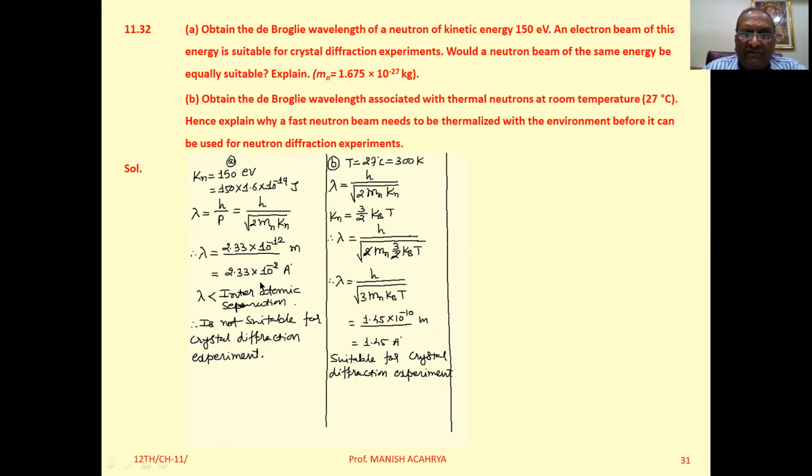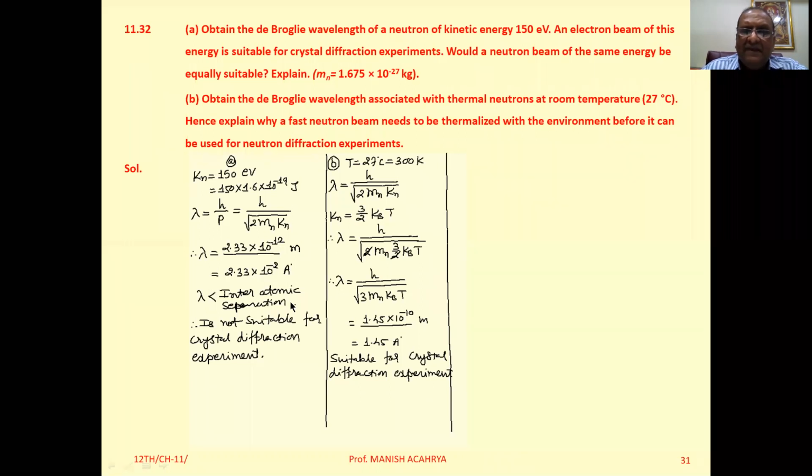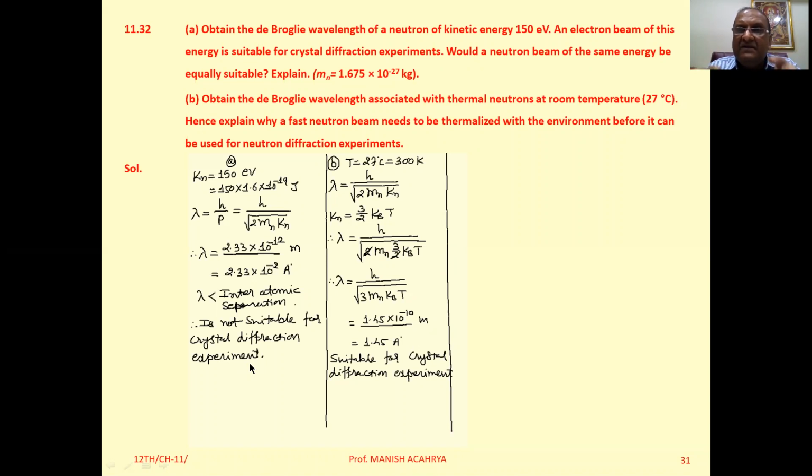But this particular wavelength obtained here is very much less than the interatomic spacing. It implies that these neutrons are not suitable for crystal diffraction experiment, because if the spacing is more compared to this lambda, then these neutrons will pass through that crystal without interacting with the constituent atoms. So diffraction pattern will not be obtained. Then B.